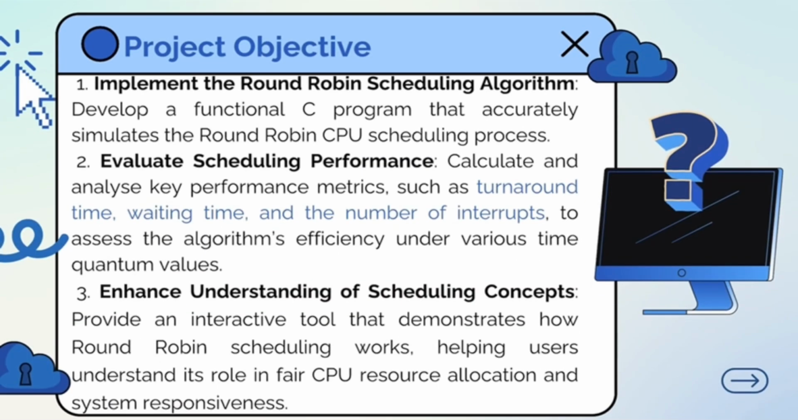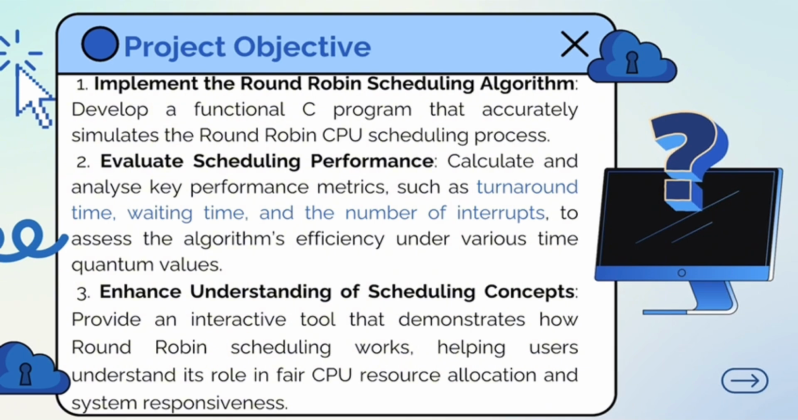Our project objectives are implementing the round-robin scheduling algorithm, evaluating the scheduling performance, and also enhancing understanding of scheduling concepts. By implementing, we mean developing a functional C program that accurately simulates the round-robin CPU scheduling process. By evaluating scheduling performance, we calculate and analyze key performance metrics such as turnaround time, waiting time, and the number of interrupts to assess the algorithm efficiency under various time quantum values.